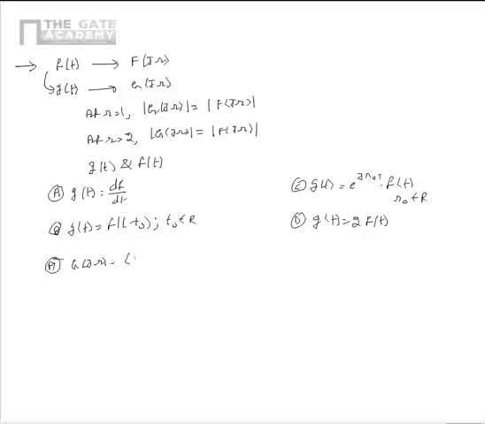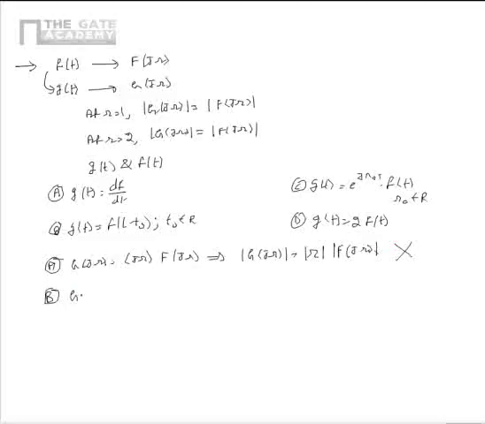G of j omega is equal to j omega multiplied by F of j omega. From this, we can write that magnitude of G of j omega is equal to abs of omega multiplied by abs of F of j omega. So this is not the correct answer as it doesn't satisfy the given conditions.